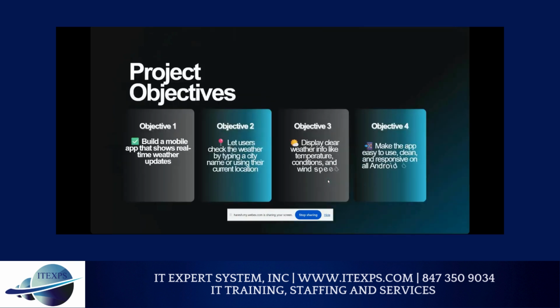So our project objectives. The first one is to build a mobile application that shows real-time weather updates based on your input. Objective two was to let users check the weather by typing a city name, or even using their own location. Objective three was to create the UI design and display clear weather info like temperature, conditions, wind speed, and the city. And objective four was to make the app easy to use, clean, and responsive on all Android devices.